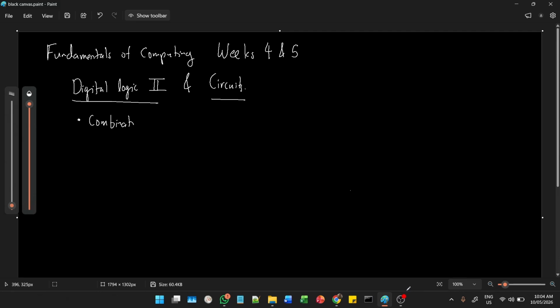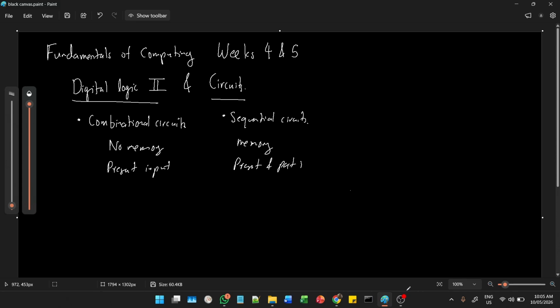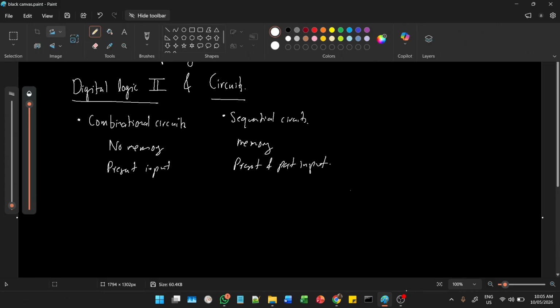Mainly we learn about combinational circuits. And on the next one we have to learn about sequential circuits. First things first, we learned what is the difference between these two. Combinational circuits have no memory, whereas sequential circuits have memory. So this one only has present input, whereas this one has present and past input.